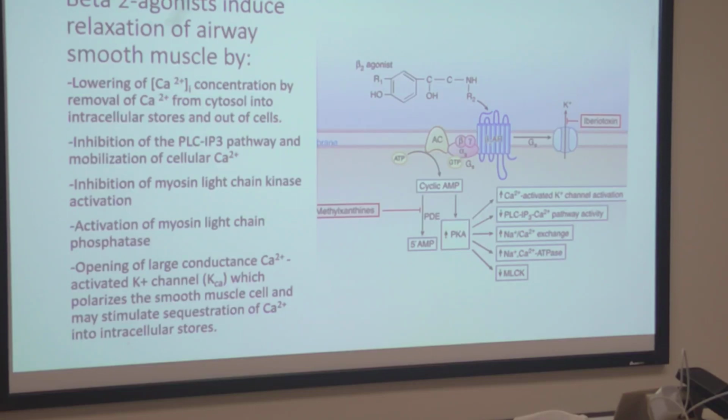Opening large conductance calcium activated potassium channels. So the calcium activated potassium channels hyperpolarize the smooth muscle cells and therefore may stimulate sequestration of calcium into intracellular storages, that is in the endoplasmic reticulum. So these are the pharmacological targets, how the beta agonists cause bronchial dilation or vascular dilation.